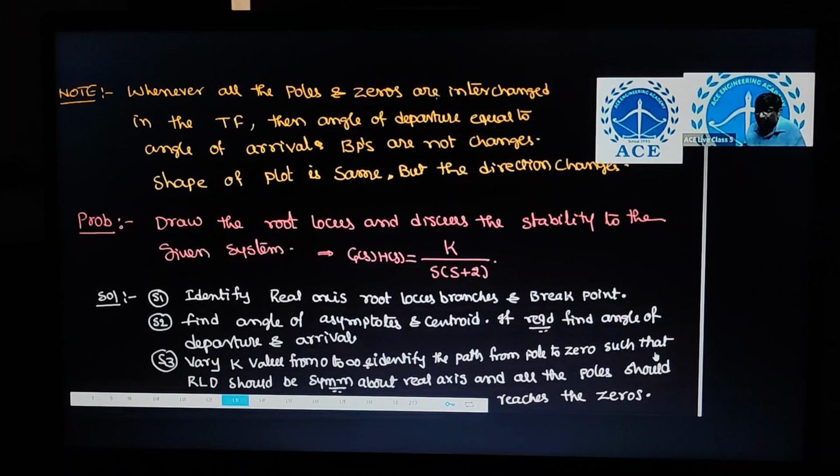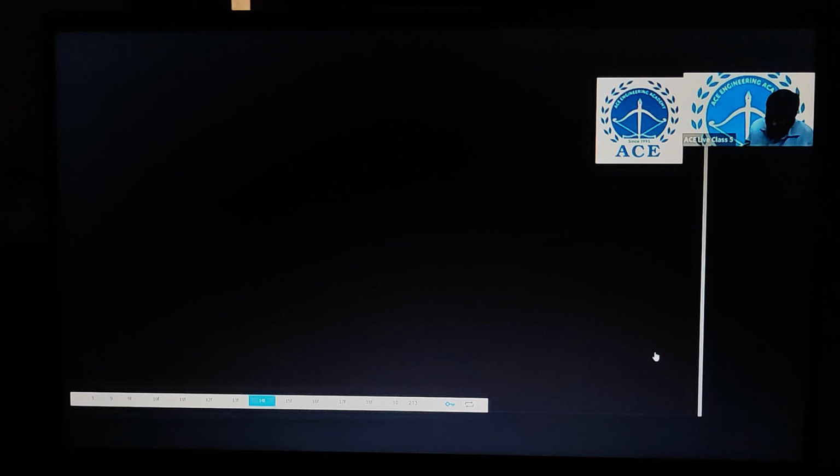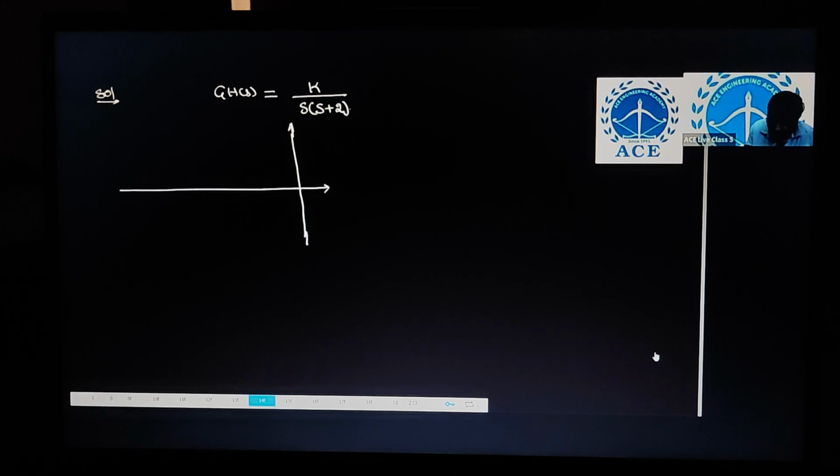Now do it. Follow these 3 steps. First, identify the root locus branches and breakpoint. Next, the angle of asymptotes and centroid. If complex poles are there, find the angle of departure and arrival. First represent the poles in the s plane: one pole at the origin and one pole at -2. Here the root locus branch exists. Find the breakpoint.